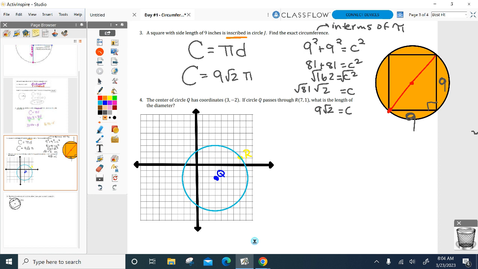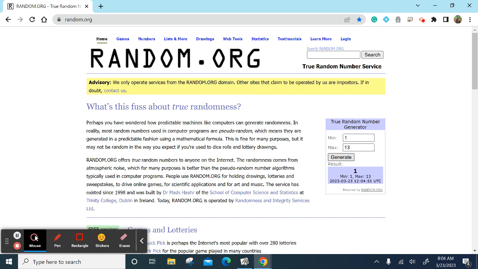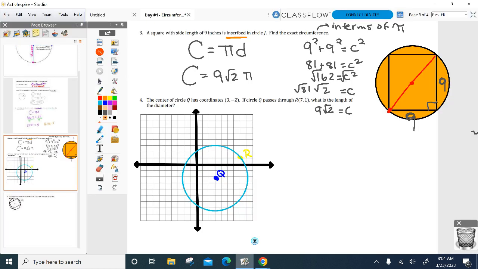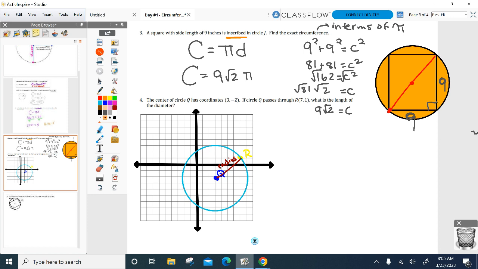Hey, if I connect Q to R, what's that called? If I connect Q to R, what do we got here? Radius. Radius, right? If I connect Q to R, that's the radius. How do you find the diameter if you have the radius? Because that's what I'm asking for. How long is the diameter? So if I know the radius, how can I find the diameter? The radius is half the diameter. Correct. So all I would do is take the radius and double it.